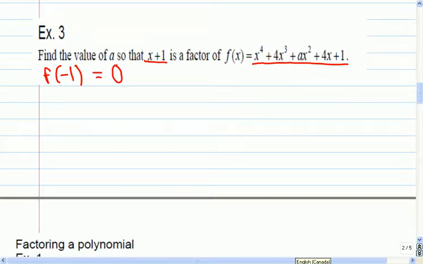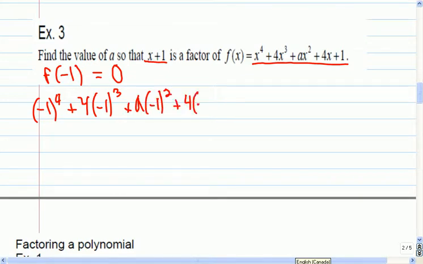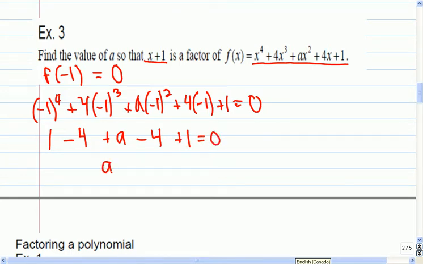What value will guarantee that x plus 1 is a factor of it? Okay, so we put in negative 1 for the value of x, plus 4 times negative 1 cubed, plus a times negative 1 squared, plus 4 times negative 1 plus 1, and it all has to be equal to 0. So that means that 1 minus 4 plus a minus 4 plus 1 equals 0. So that'll be, looks like a minus 6 equals 0. So at a equals 6, that will guarantee that x plus 1 is a factor.